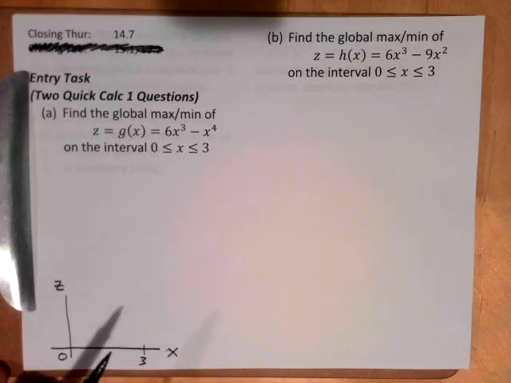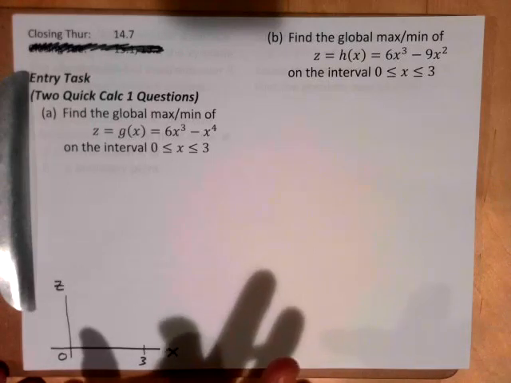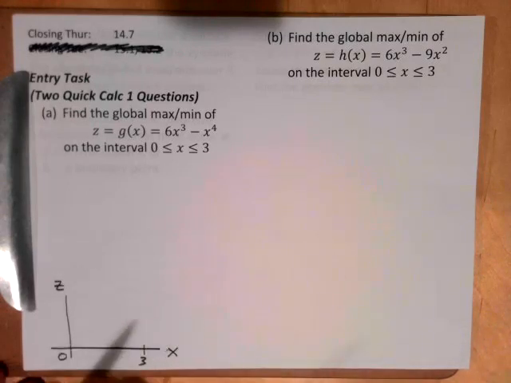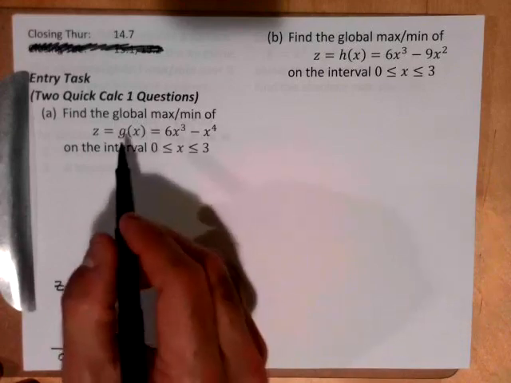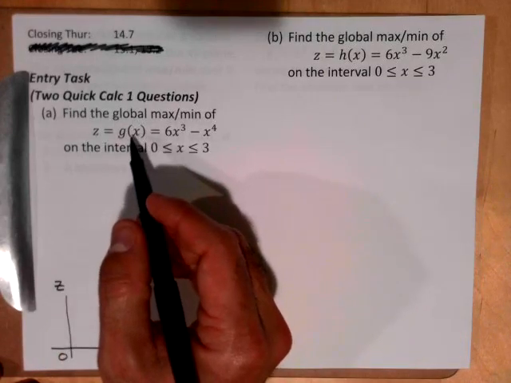A very practical question. I don't care how many bumps there are. I just want to know what the biggest value is and what the smallest value is. That's what this question's asking. Sometimes we call this the absolute maximum, sometimes we call it the global maximum. We use those words interchangeably.